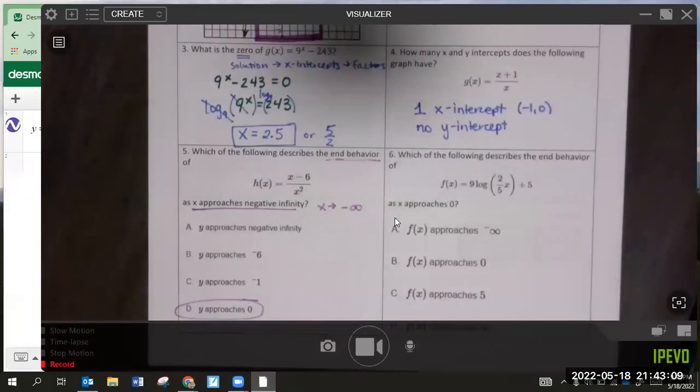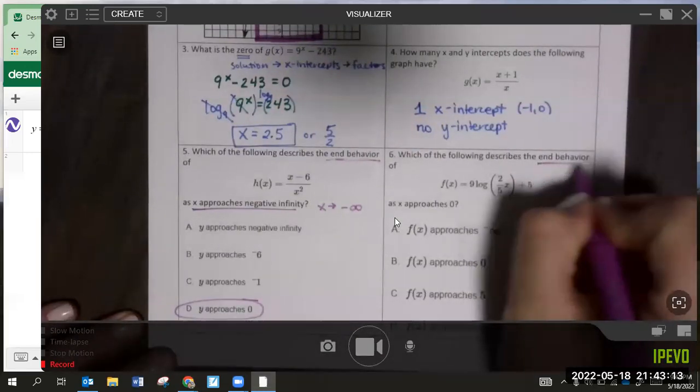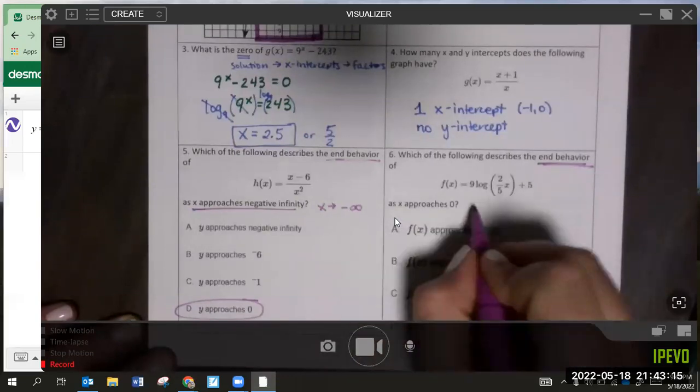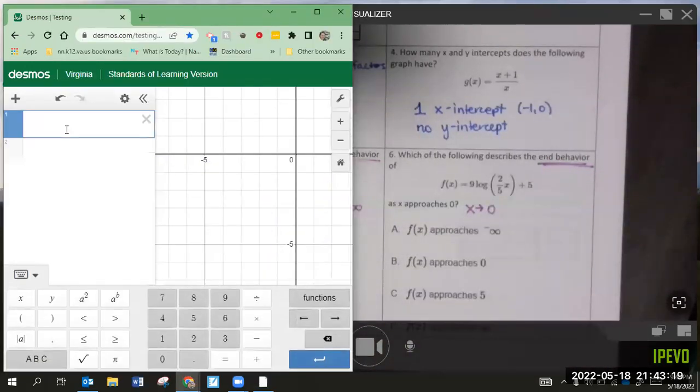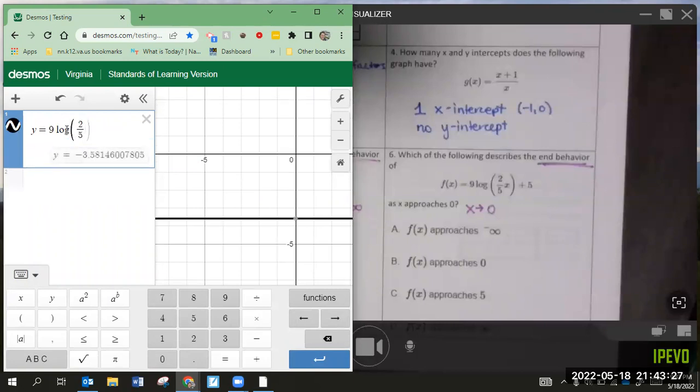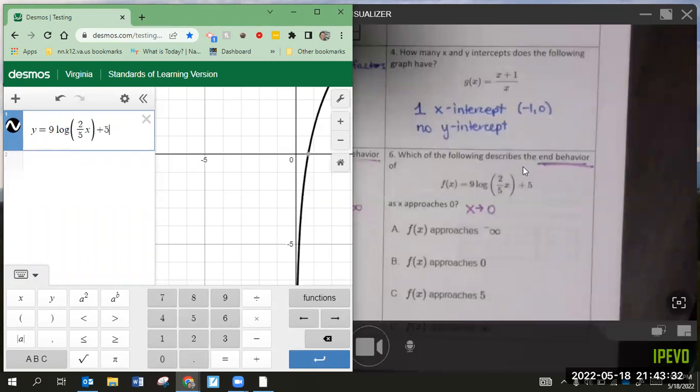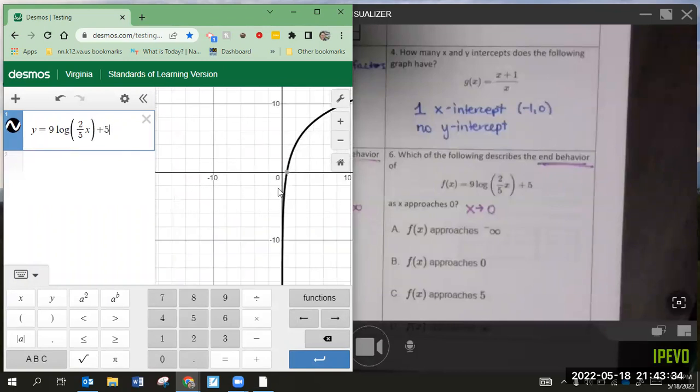Number 6, similarly, is asking about end behavior as your x approaches 0. This is a log function, so it's going to look a little different. There's no graph, so I'm coming to Desmos, and I'm going to type in 9 log of 2/5 x plus 5. I'm just going to zoom out a little bit.